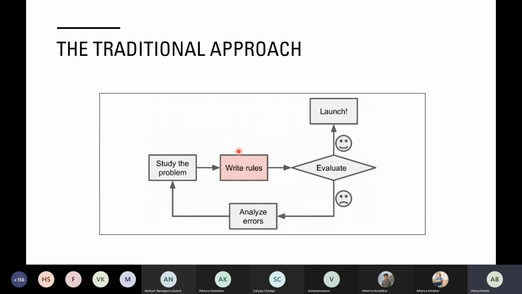You have to study the problems. You have to write some rules. Suppose in the case of spam mail classification, spam means the mail is not relevant to you, you don't want that mail, it is something fraudulent, and ham mail means that it is important to you. Just understand the difference between spam and ham. So you write the rules for your spam mails and you evaluate it. If it is successful you will launch, else you will analyze the error and keep looping on the system. Okay, so this was your traditional approach.